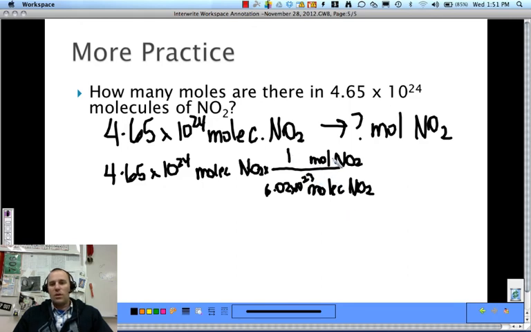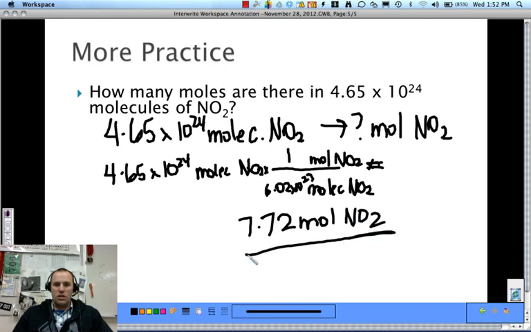Notice 1 is always next to moles. You'll never put any other number next to moles yet, other than 1. So in this case, we have solved our problem in one easy step. You take your 4.65 times 10 to the 24th and divide that by 6.02 times 10 to the 23rd, and you should get in your calculator 7.72 moles of NO2. Make sure that you can get that. And it's a good idea to always put a box around your final answer.